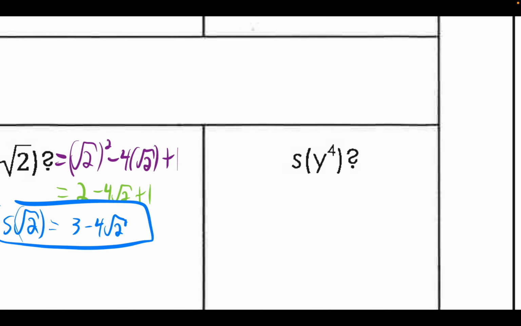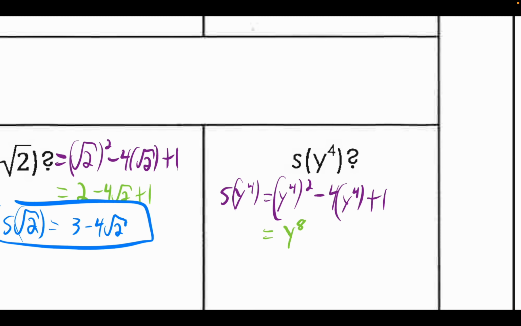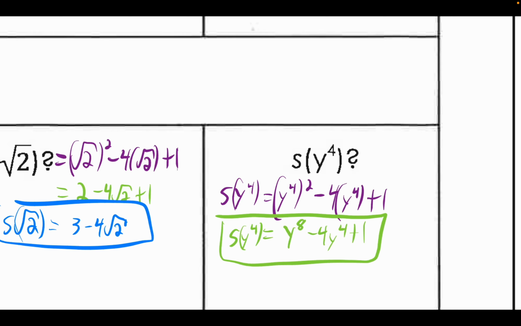And s of y to the 4th would be y to the 4th to the second power minus 4 times y to the 4th plus 1. So we do 4 times 2 and get y to the 8th minus 4y to the 4th plus 1, which is our answer because we can't do any more math of combining terms because there's no like terms.